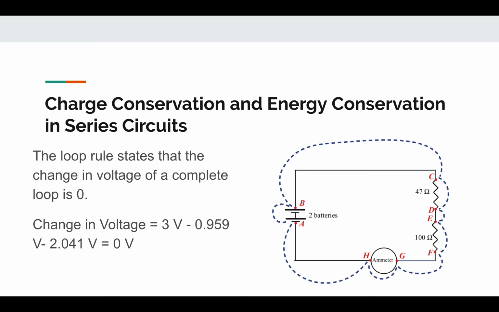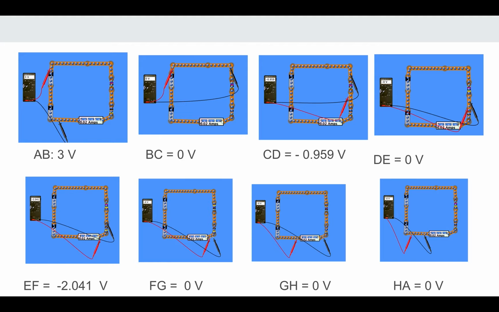This is what I got when I added up the voltage from the batteries, 3 volts, and then subtracted the voltage from each resistor, which is a total of negative 3 volts, giving us a net total of 0 when we complete the loop. You can see where I got these values from in my next slide. Here are all the individual potential differences around the circuit.